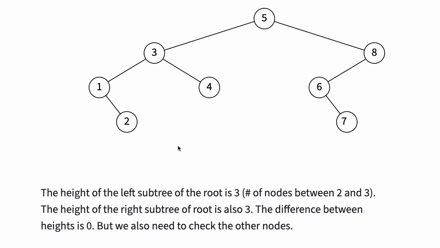Here is the final example. The height of the left subtree of the root is 3. The height of the right subtree of the root is also 3. The difference between heights is 0. But we also need to check the other nodes. The height of the left subtree of node 8 is 2, but the height of the right subtree of 8 is 0, since node 8 does not have a right child. The difference in heights is 2, so the tree is unbalanced.